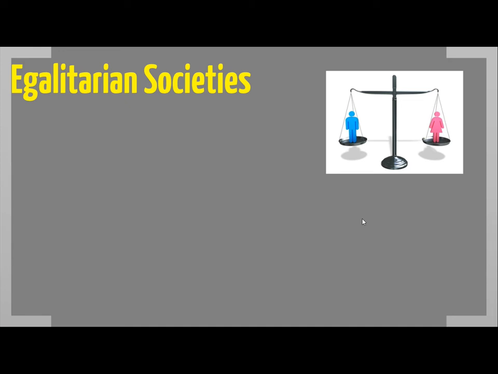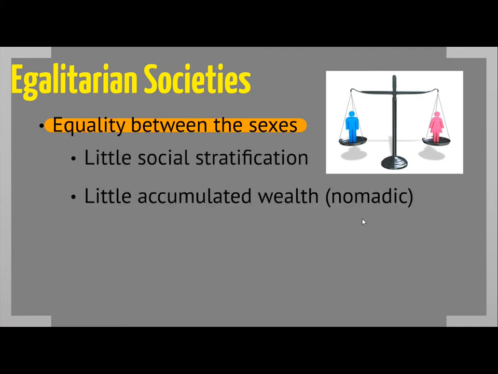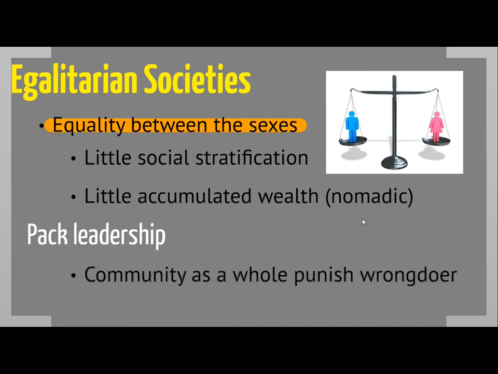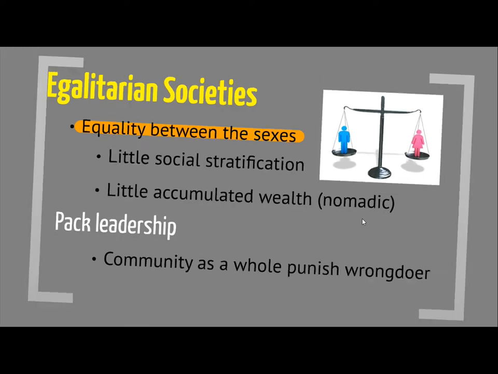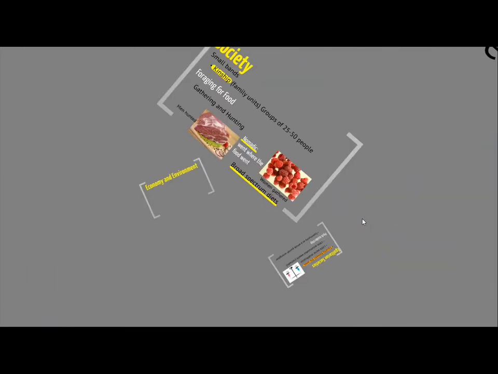Another important factor, they had an egalitarian society, which meant equality between men and women. They had very little, if any, social stratification. They also had little accumulated wealth. Since they were moving around a lot, they didn't have a lot of possessions because they'd have to carry it with them from place to place. Their pack leadership was based off of the idea that the community as a whole would punish the wrongdoer. So everything that we've learned from them suggests they were equal.